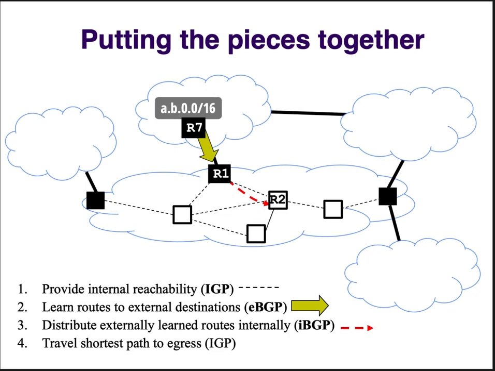And so now R2 knows that to get to A.B, it has to reach R1. And it in turn knows how to reach R1 because of the intra-domain routing protocol, the IGP. Let me repeat this one more way, a different way, and then let's pause and see whether that made sense, because this is really how all the pieces come together, so it should be clear.